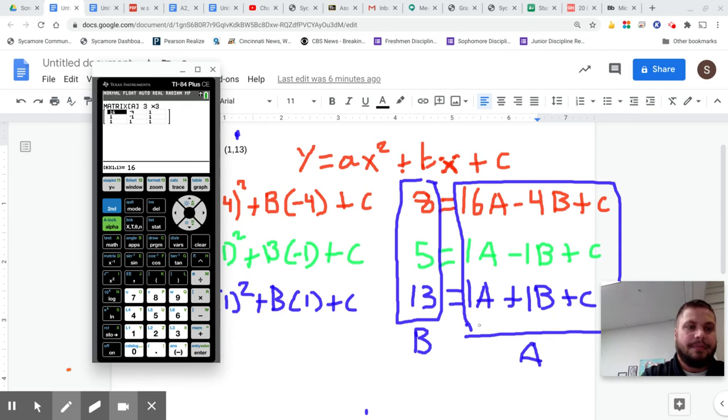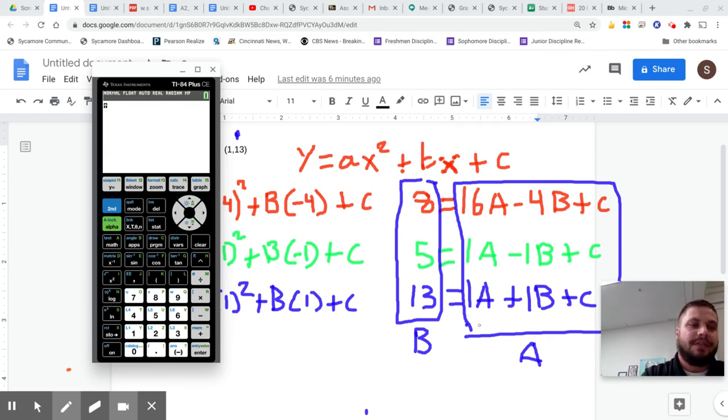All right, go back to matrix B. Edit matrix B. That's a 3 by 1. You already have this set up in your calculator again. Our answers are 8, 5, and 13.